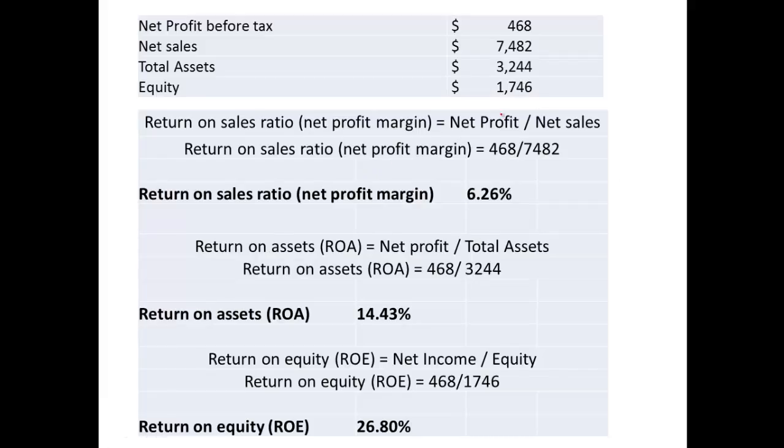This is the given data: the company's net profit, net sales, total assets, and equity.